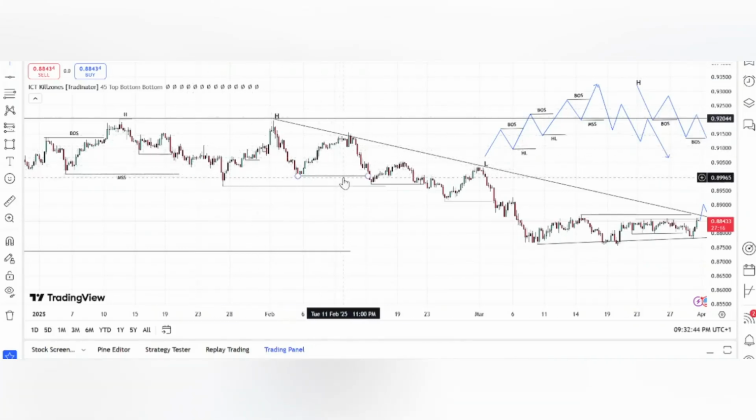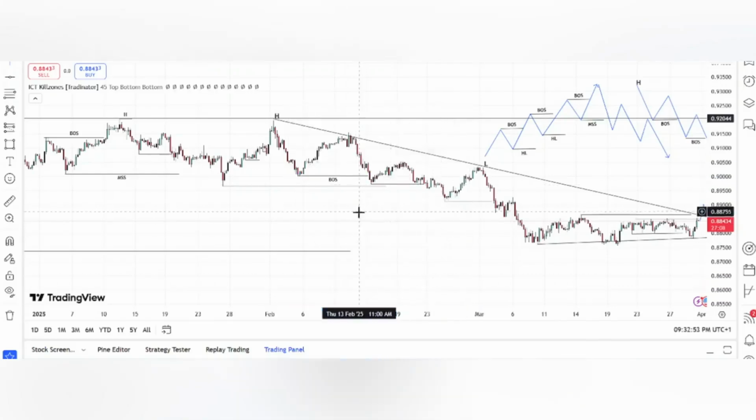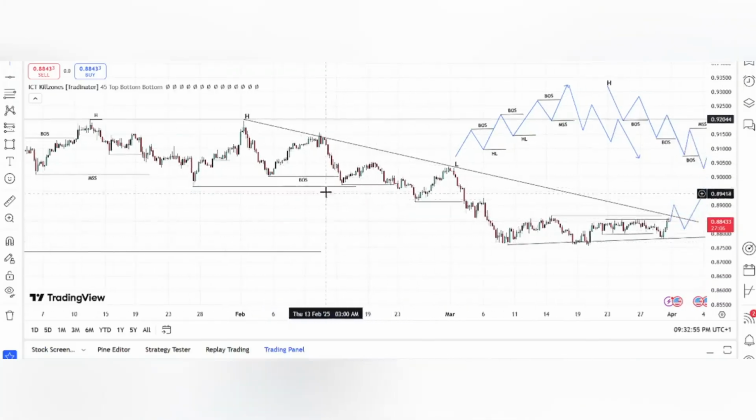So this is a break of structure now. I'll just go and put BOS, break of structure high. So what am I doing? I'm waiting for retracement. Let's say after this break of structure, if I want to add another position, I can use my FIB tool the same way. Just doing this now.